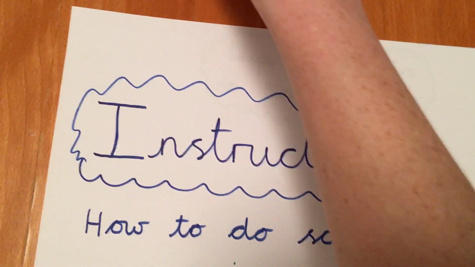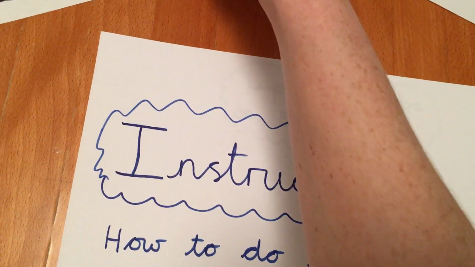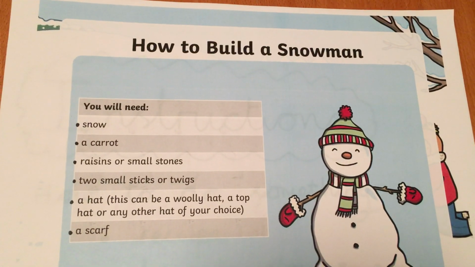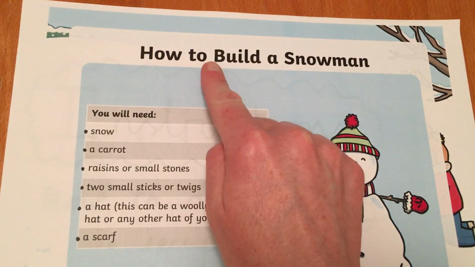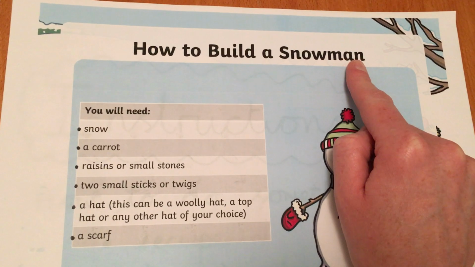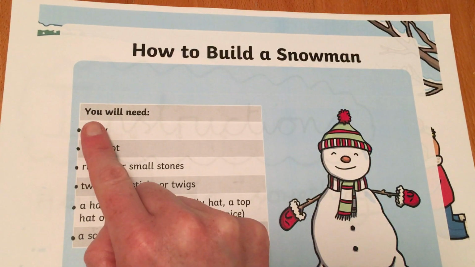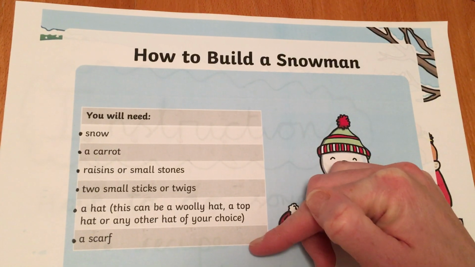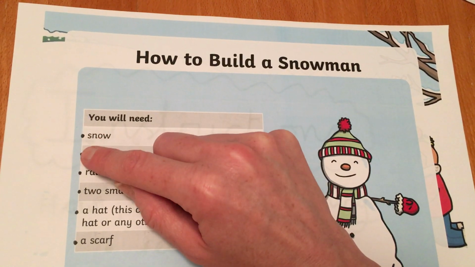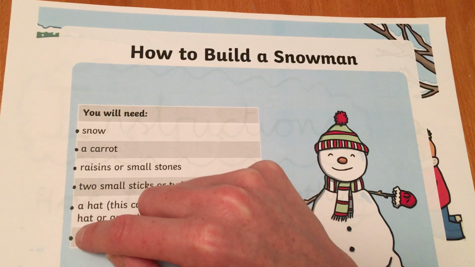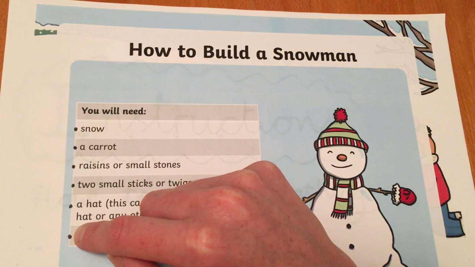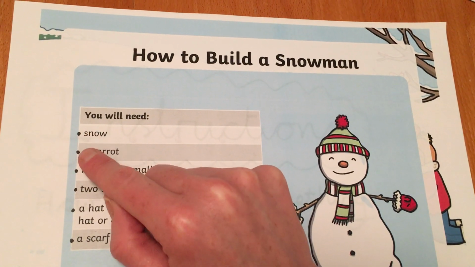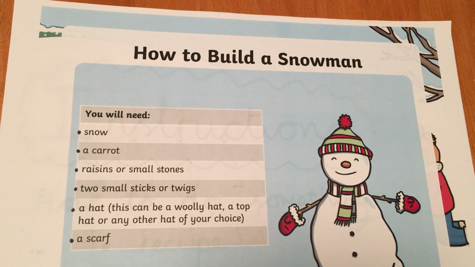Now, I have got some instructions here on how to build a snowman, and they look like this. So we've got the title, How to Build a Snowman. And then it says, you will need. And it's got a list. Now, can you see these little dots there? Can you remember what they're called? Bullet points. Can you say that? Bullet points. They help us when we need to make a list of the things that we need.